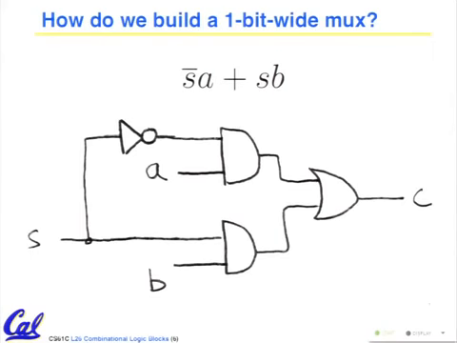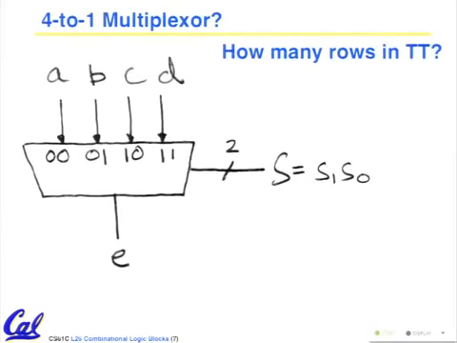Okay? So, here's my 4-to-1 mux. How many rows in the truth table? Somebody in the back now. I'm focusing on the back only. Give me some back love here. How many rows in my truth table for my 4-to-1 mux?